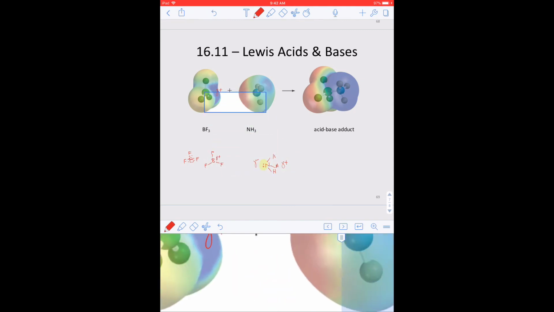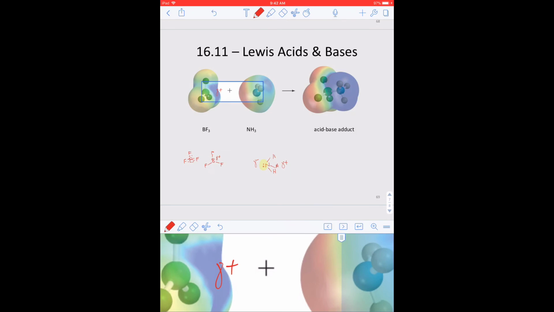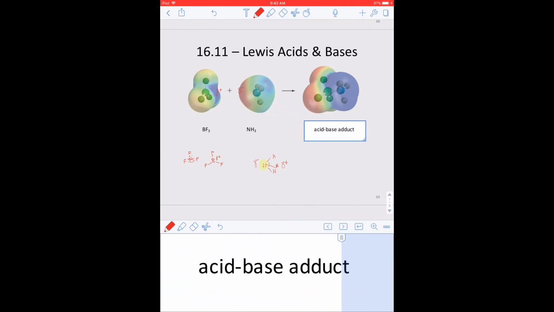And so if you look at this electrostatic potential map, you get this perfect sort of coupling, lock and key type of mechanism where you have stronger electron density and deficient electron density here and here, and these things can come together and form a bond, and we call this an acid-base adduct. Okay, so the lone pair on the nitrogen gets donated to the boron, which is deficient, and you get this acid-base adduct.